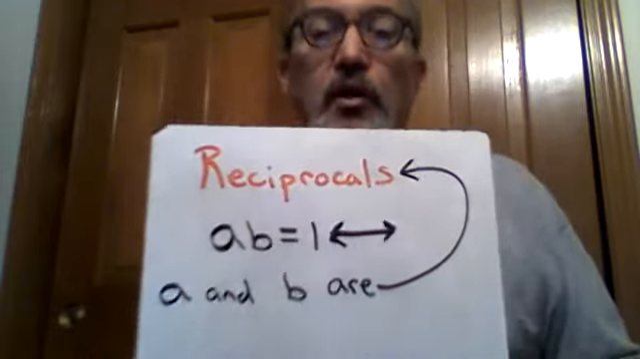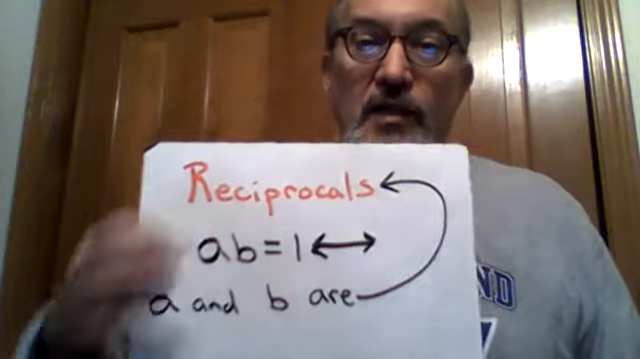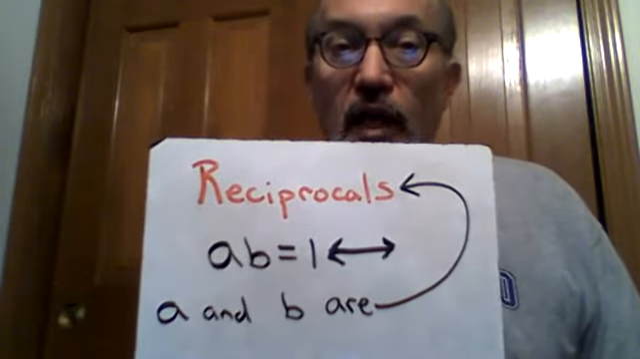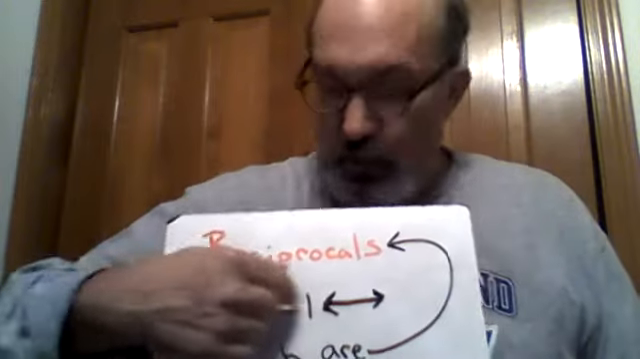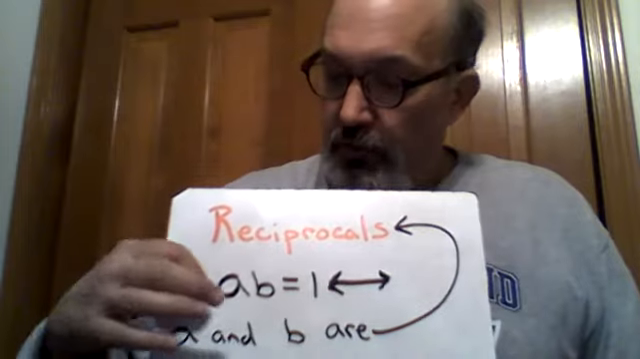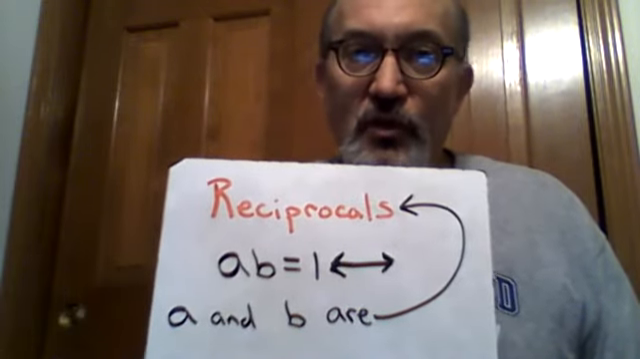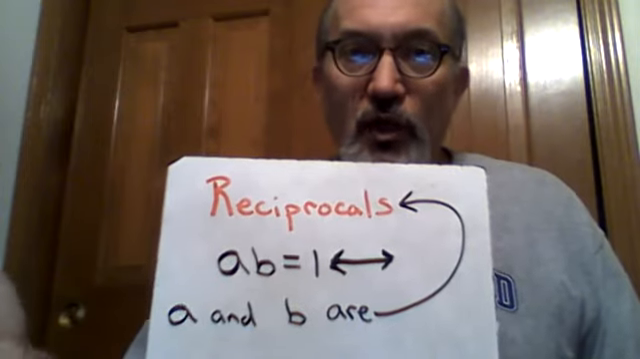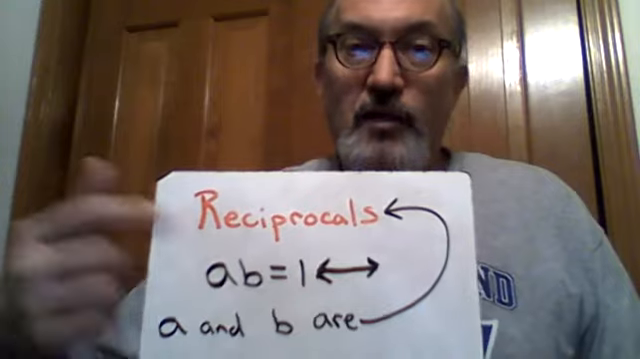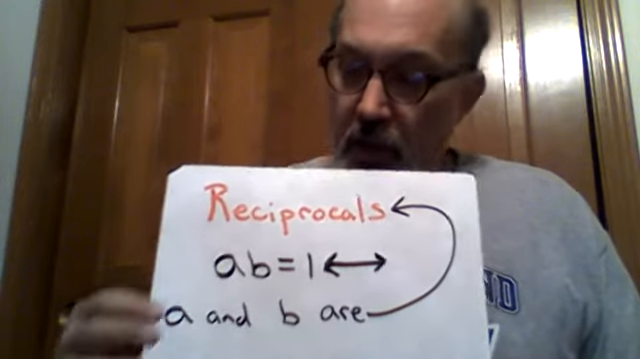The first thing we want to observe about this definition of reciprocal, A times B equals 1, is that if either A or B is 0, then you cannot have this statement. 0 times anything is 0. So what that means is that the number 0 has no reciprocal because there is literally no real number that you can multiply 0 by to get 1. So 0 has no reciprocal.